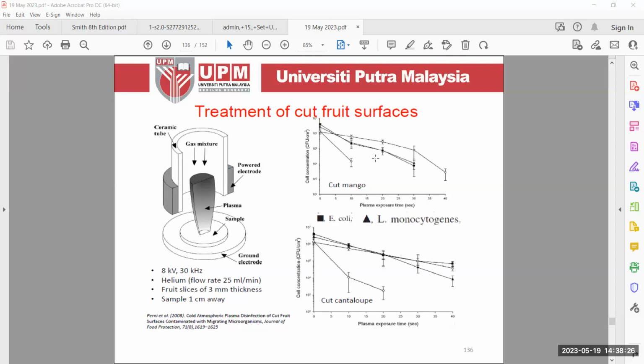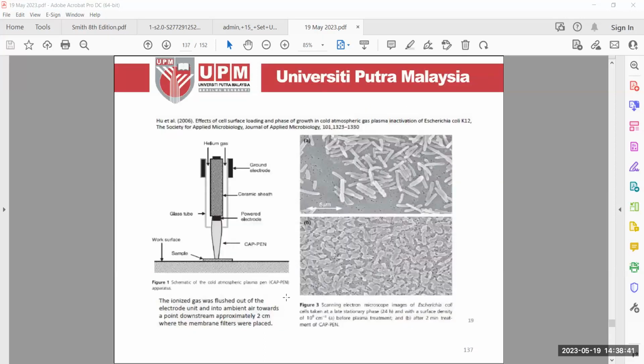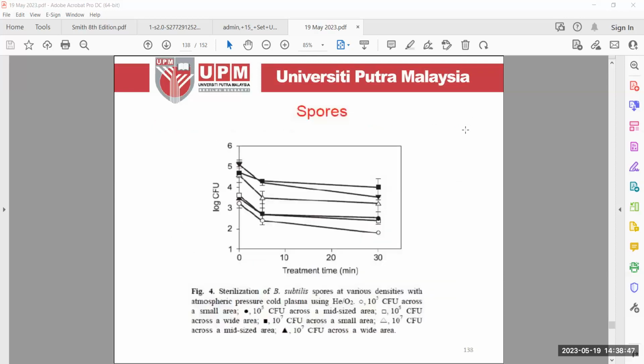Okay, so these are the results on treatment of cut fruit surfaces, which is on cut mangoes and cut cantaloupe. Of course, with higher plasma exposure, you would have higher destruction of the microorganism. Okay, this one is on gas plasma on E. coli. Okay, this one is on spore.